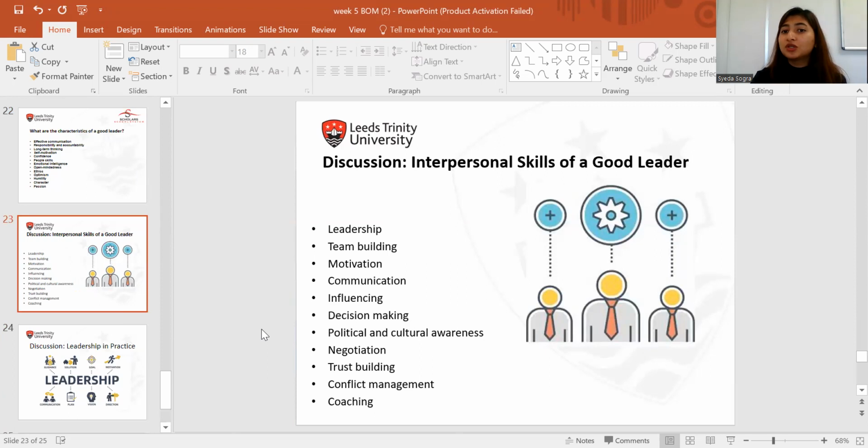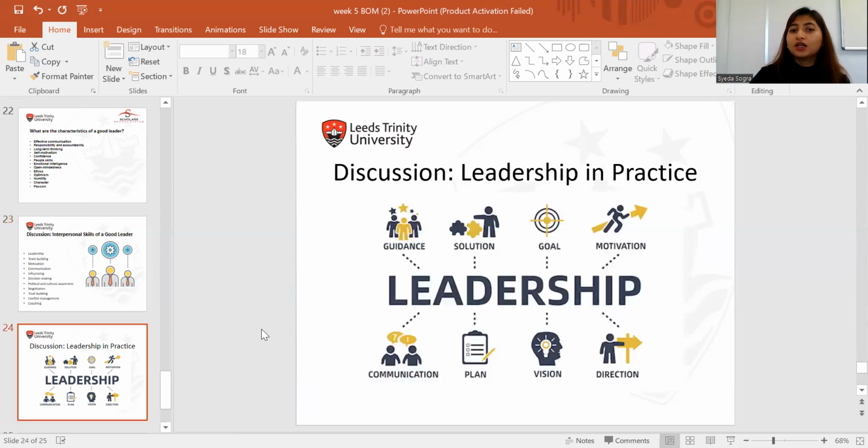So what are some interpersonal skills of a good leader? Leadership, team building, motivation, communication, influencing, decision-making, political and cultural awareness, negotiation, trust-building, conflict management, coaching. To practice leadership, we need certain qualities: guidance, solution, goal, motivation, direction, vision, plan, and communication.